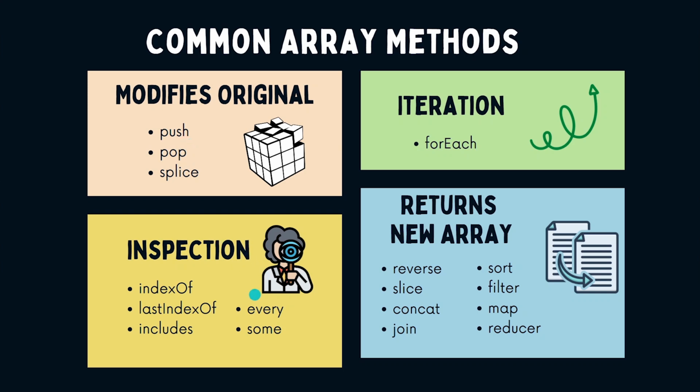Now here we have inspection methods. They are used to inspect or search what is inside an array. And here we have the forEach method to iterate through array elements. Now this set of methods returns the result in a new array rather than modifying the original. So these two sets of categories are just opposite to each other. Now let's start with these 3 methods: push, pop and splice, which are meant to modify the original array.